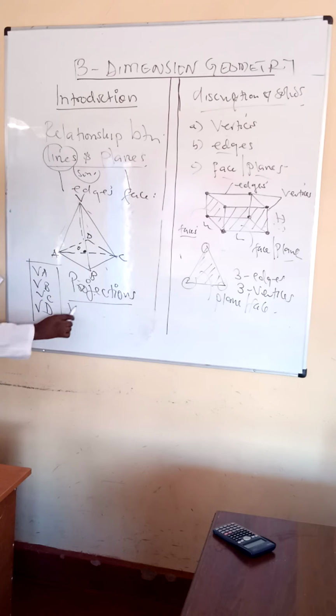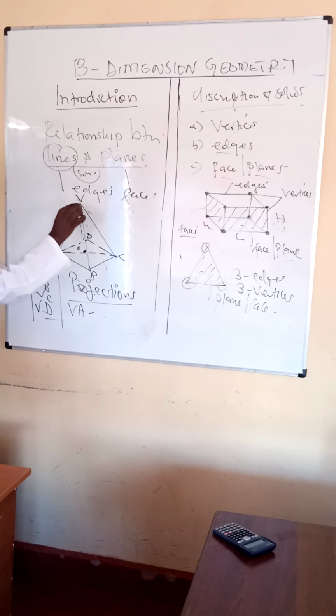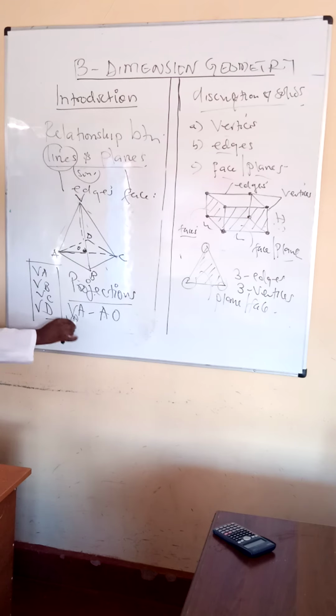So in our case, the projection of VA will be, this V will fall to the center. It will be AO. That's our projection from V. Now, it goes without saying, the projection of VB will be BO, the projection of VC will be CO, and VD will be DO.